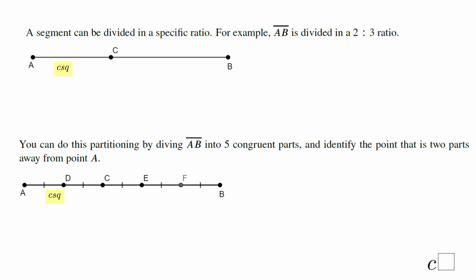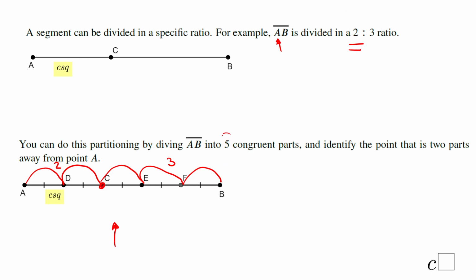In this lesson we're going to talk about how to divide a segment in a specific ratio, or you may hear how we partition a segment in a ratio. In this case, segment AB is divided in a 2:3 ratio. Hard to see it here. However, if you take a look down here you can see what I meant. Point C is two congruent parts away from point A, and three congruent parts away from B. That means it's in this ratio of 2:3.